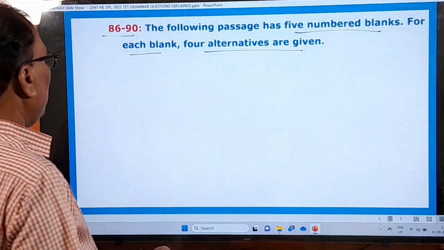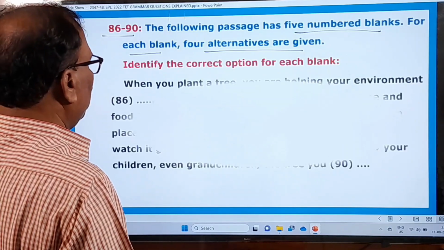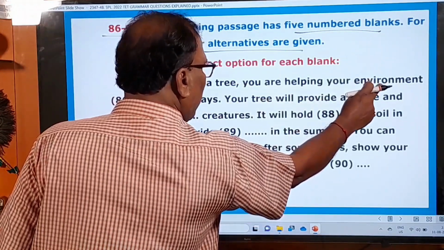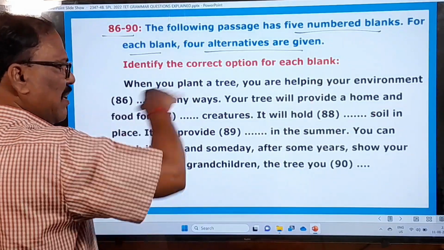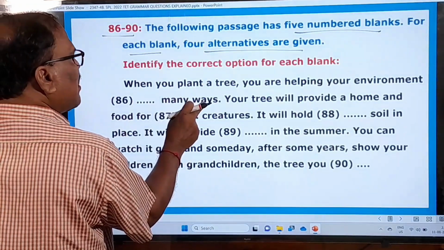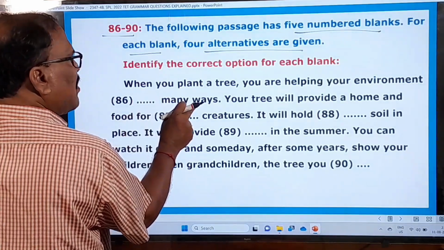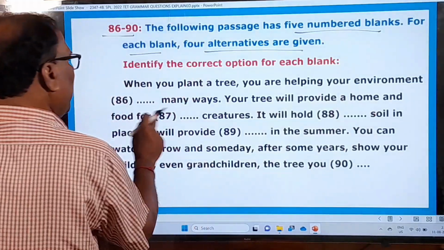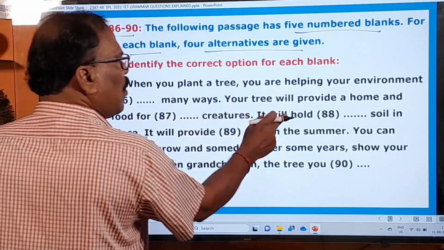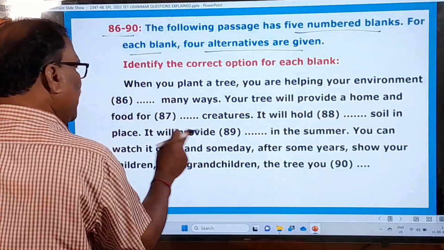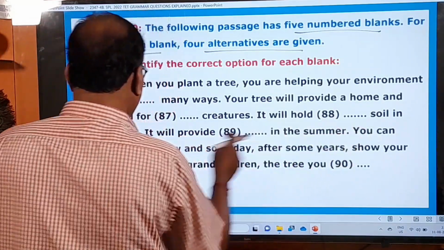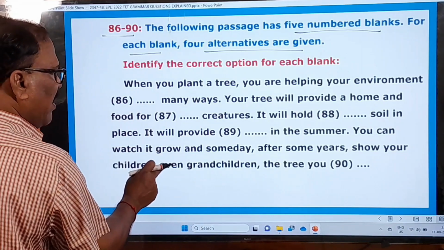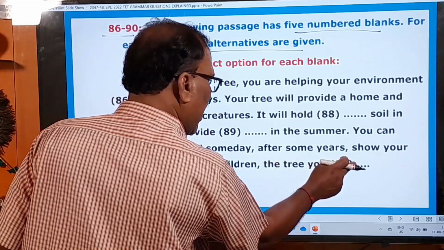Okay, here you just read the passage. When you plant a tree, you are helping your environment, your surroundings, dash many ways. What should we use in the dash many ways? Your tree will provide a home and food for dash creatures. It will hold dash soil in place. It will provide dash in the summer. You can watch it grow, and someday, after some years, show your children, even grandchildren, the tree you dash.